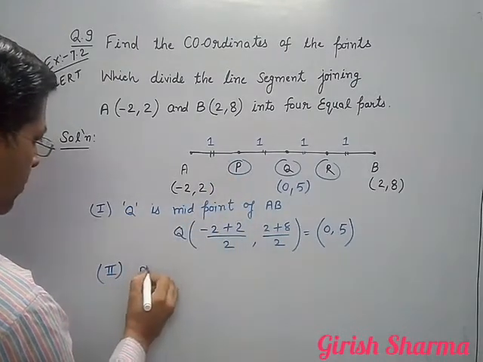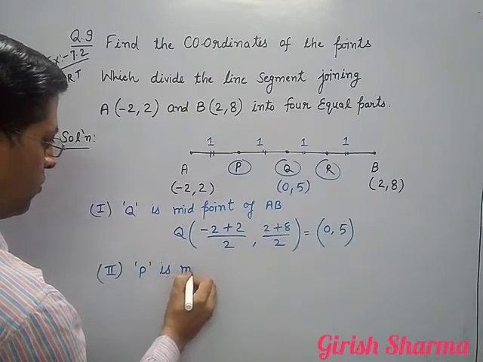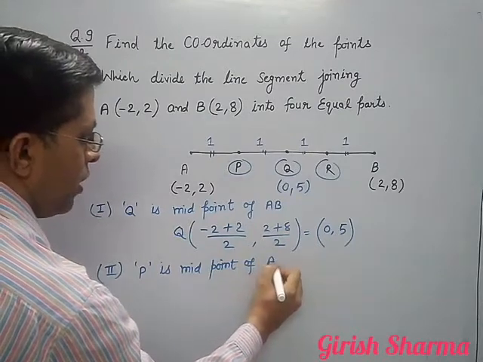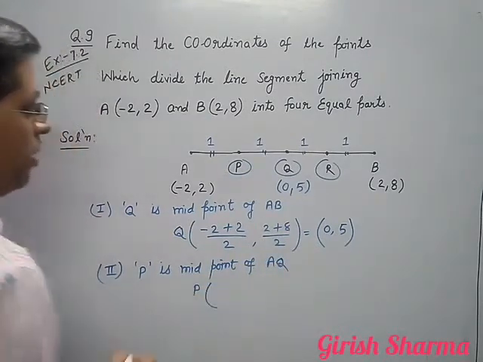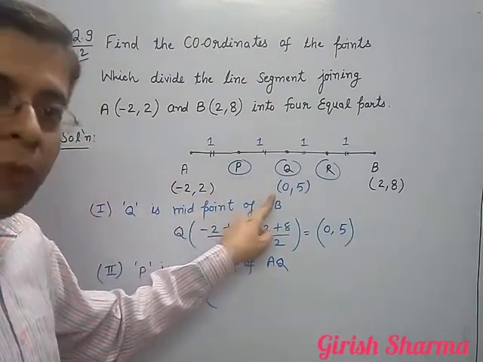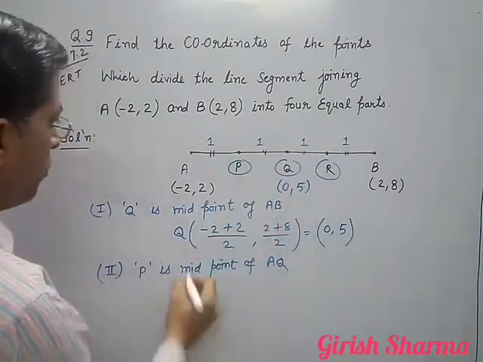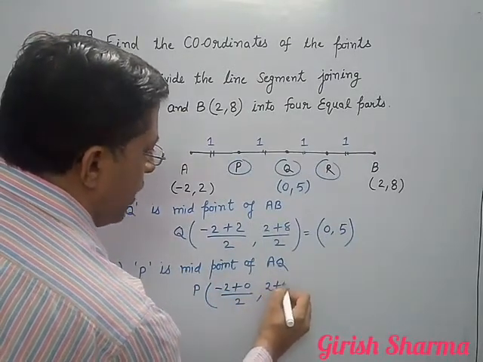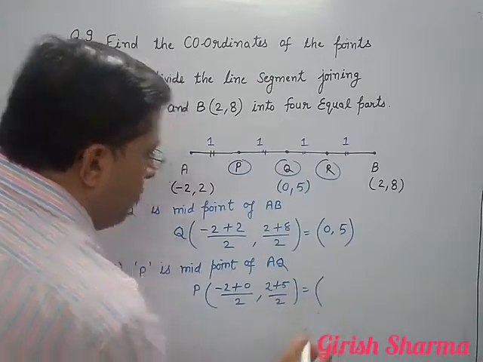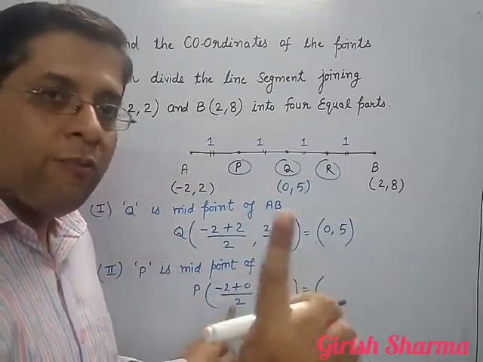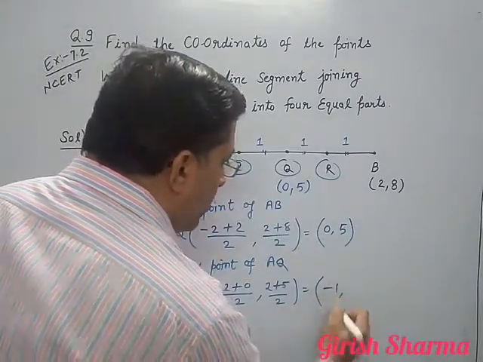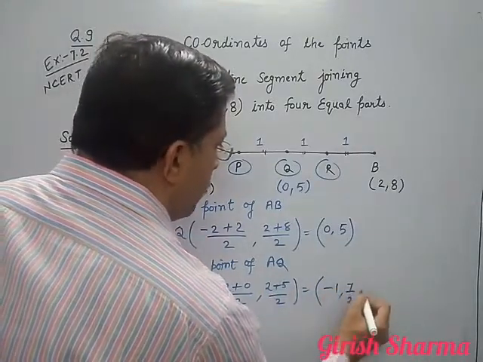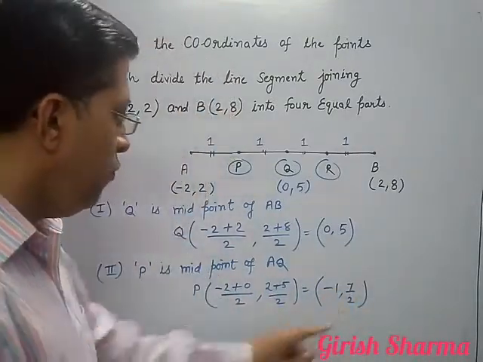for point P. P is the midpoint of AQ. Then what will be the coordinates of P? x1 plus x2 upon 2, y1 plus y2 upon 2. That is minus 2 plus 0 upon 2, 2 plus 5 upon 2. Then what will be? Tell me fast. Minus 2 upon 2 is minus 1. Then 2 plus 5 is 7, 7 upon 2. This is the coordinates of P.